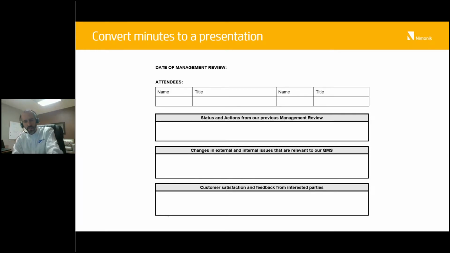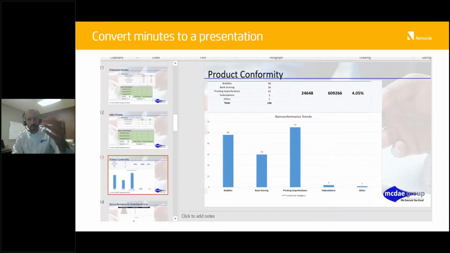I transitioned that company to a presentation-based, PowerPoint-based management review, where we actually embedded all of the information and the data in the management review presentation. And so now it makes the company more audit friendly. It makes the management review much more effective and much more productive.